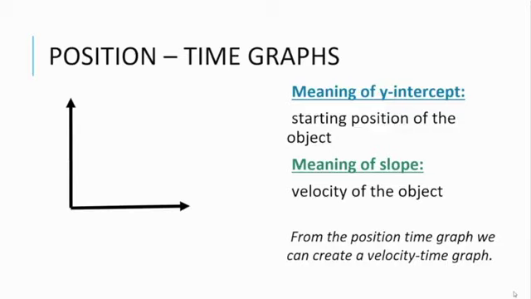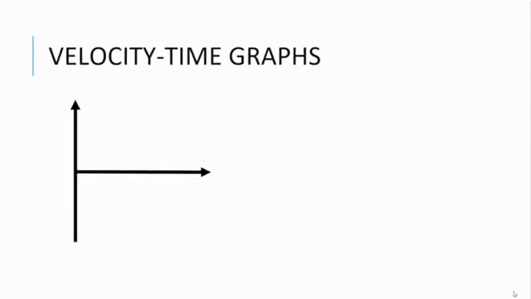On the flip side, a small change in position over a big change in time is going to mean a small slope, and a tiny velocity. It's important to note that by finding out the slope of a position versus time graph, we can actually use that information to construct a velocity versus time graph.